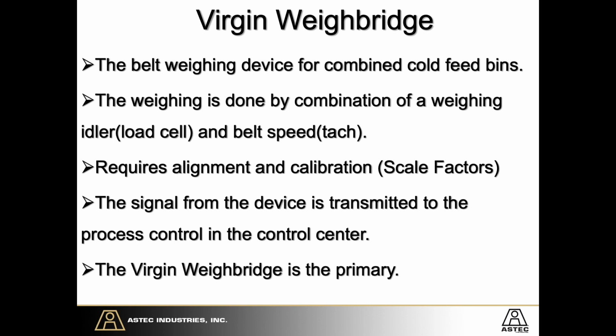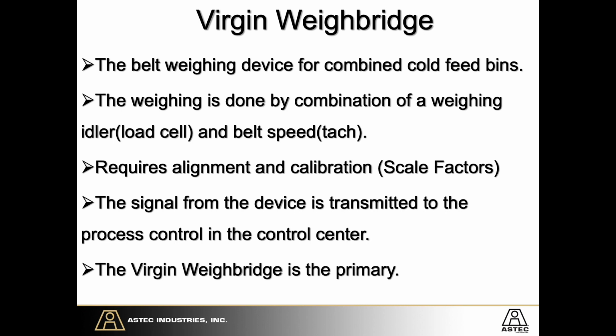The virgin weigh belt is combined for all of the co-feed bins. The weighing is done by a combination of weight and speed. You have to have weight and speed for this. It requires alignment. We talk about string lining, and it also requires calibration. When you're talking about calibration, some of this is done through scale factors, some of it's done through constants, but every co-feed bin needs to be calibrated, and the virgin weighbridge does also.